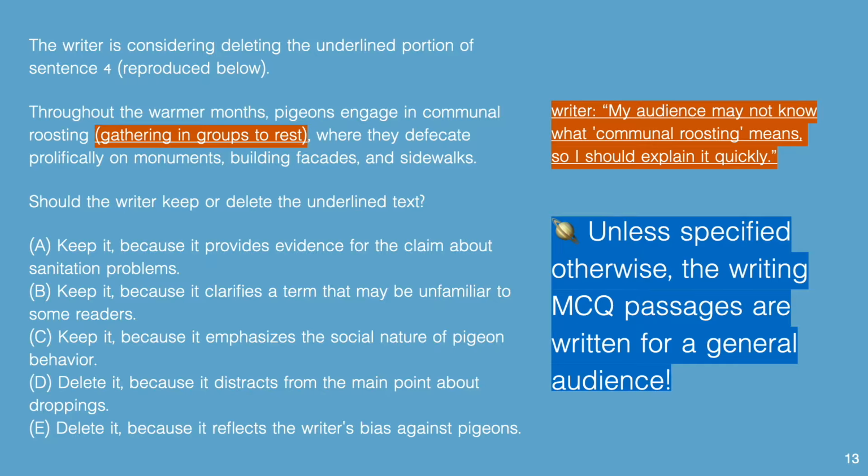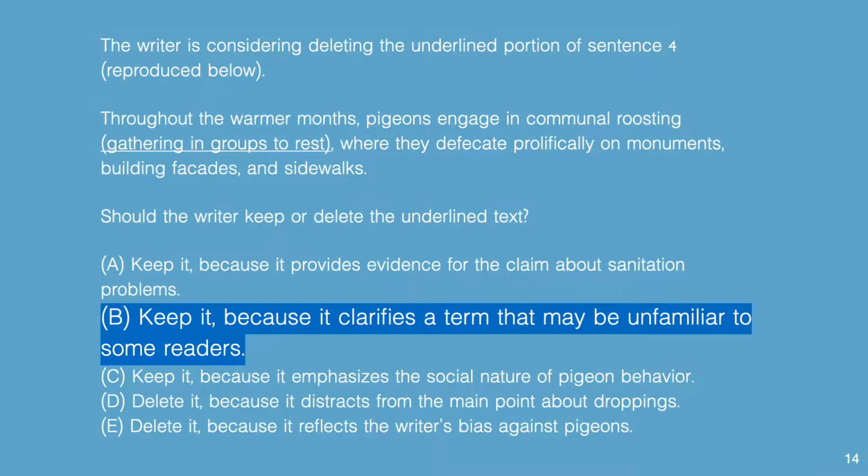So the writer made a choice. The writer included a parenthetical definition to help the audience understand. So the correct answer is B. Keep it because it clarifies a term that may be unfamiliar to some readers. For this kind of question, when I'm reading through the choices, I'm not even thinking about why this choice is incorrect. I'm just thinking, this is not what I have in mind. So I'm not just teaching you how to choose the right answer. I'm also teaching you how to find the right answer fast.